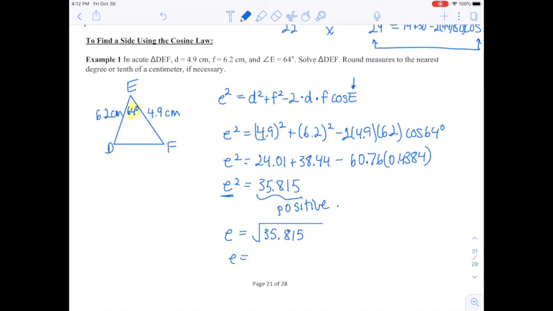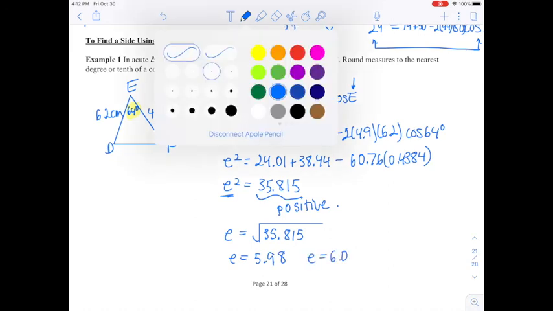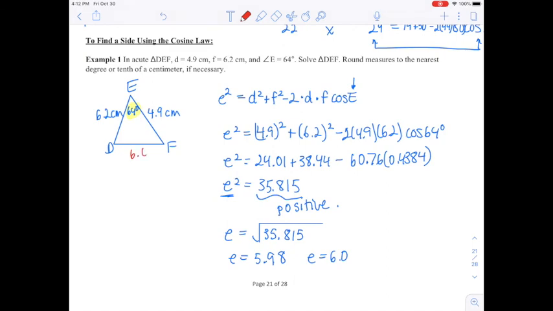So e is 5.98, okay, and that's going to round to actually 6.0. So let's put that in our triangle. And now once I have this in my triangle, I can use the sine law. So now I can say sine 64 degrees over 6.0. I don't need to use the cosine law over again. What I'm going to do here is solve for d.